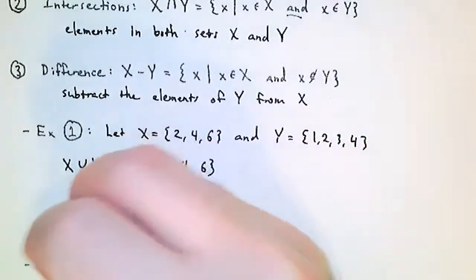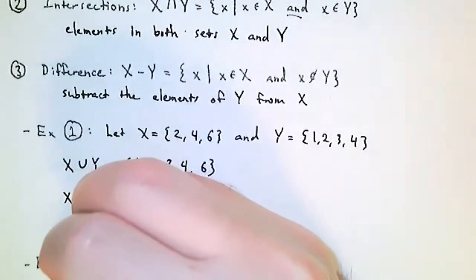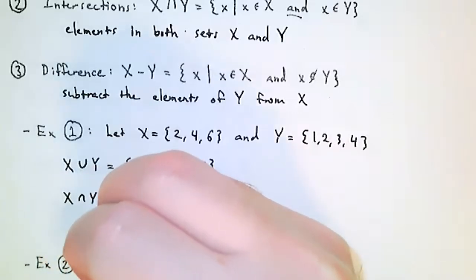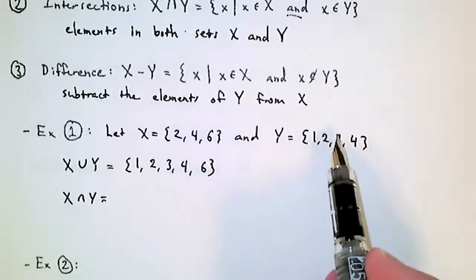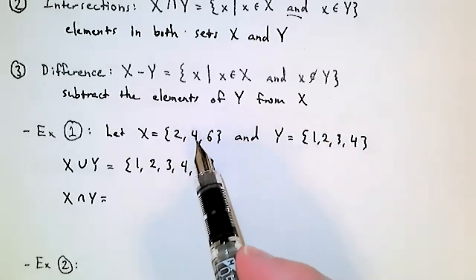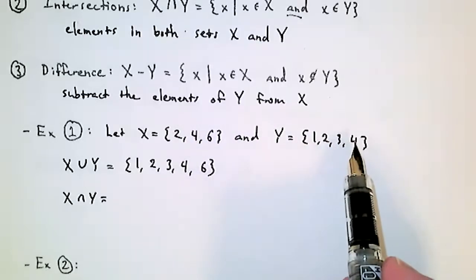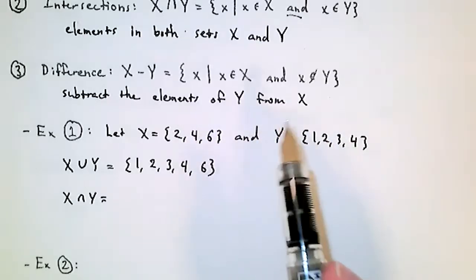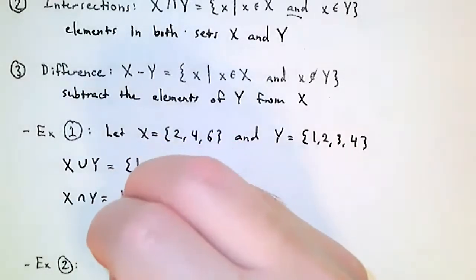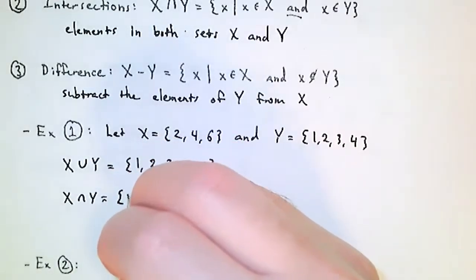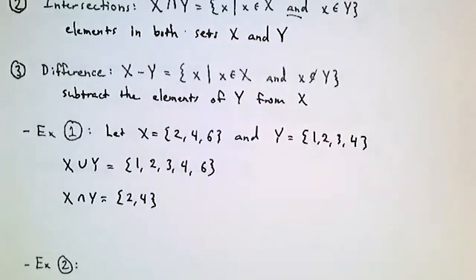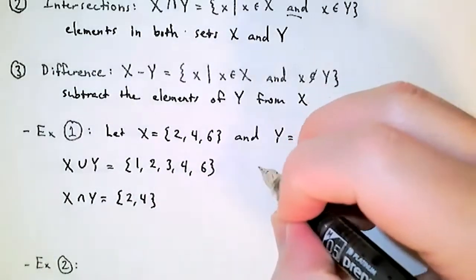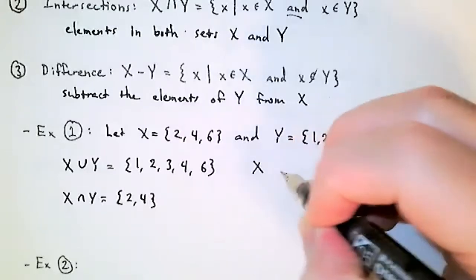What about X intersect Y? I guess we already know that one. We're looking for the elements in both. So 2 is there and there. And then 4 is there and there. And there aren't any other elements that they share. Good.